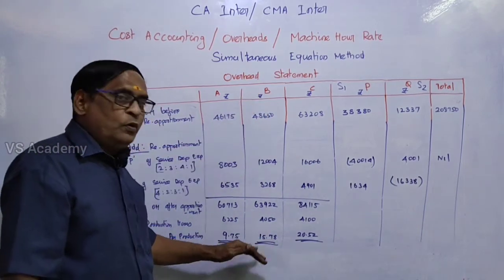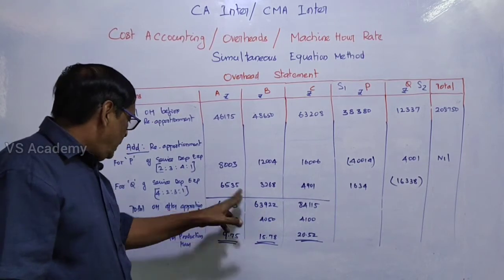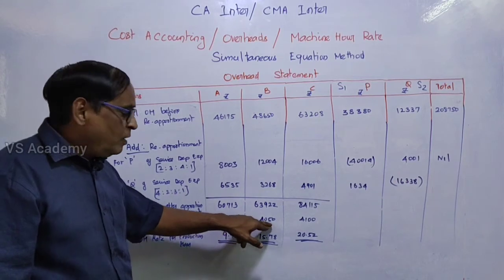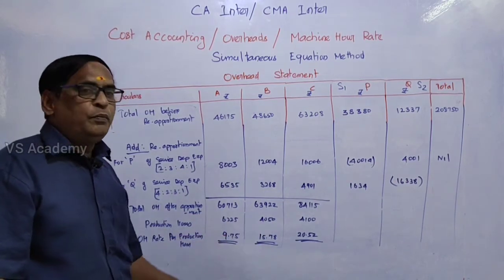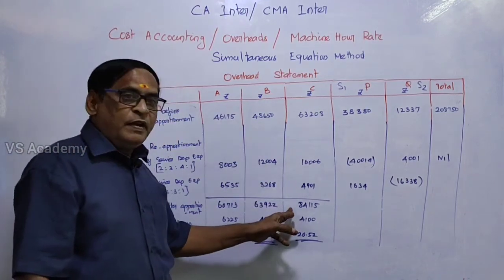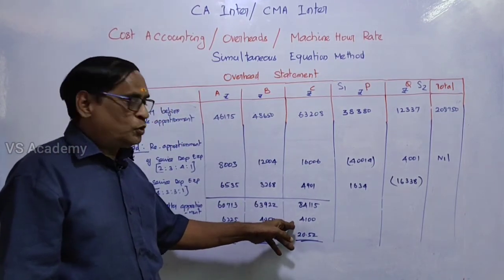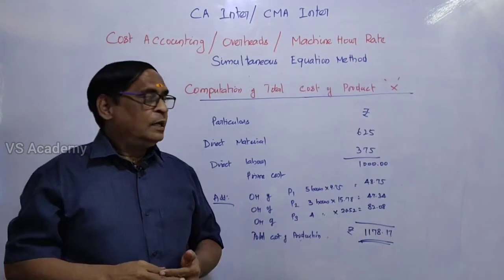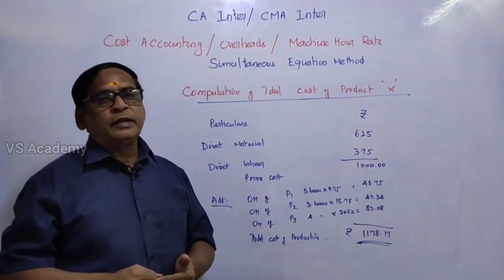For B also, if we divide the total overhead after apportionment by the actual working hours of 4,050, you will get 15 rupees 75 paise per hour. Likewise, if we divide the total overhead by the actual hours worked, then you will get 20 rupees 52 paise per hour. Let us compute the total cost of product X.